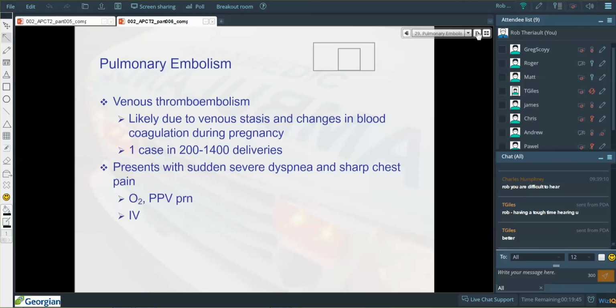O2, PPV PRN. Just remember the chest is going to be clear in a pulmonary embolism because it's a block of the vasculature. It's not a block of the air spaces. IV, monitor closely, transport.